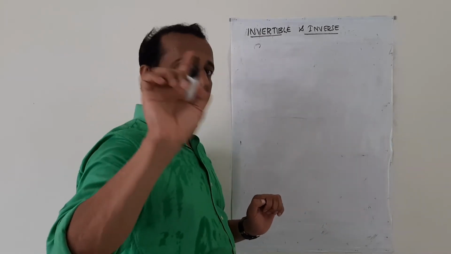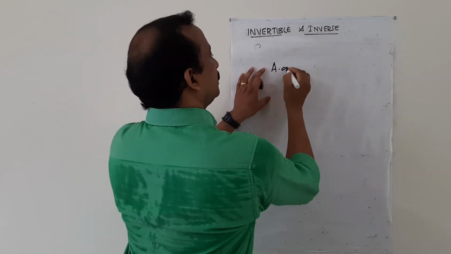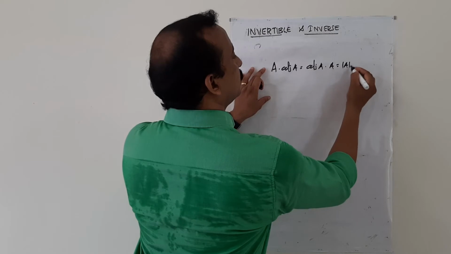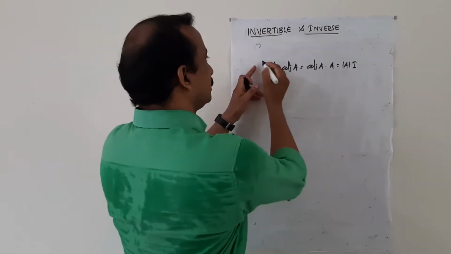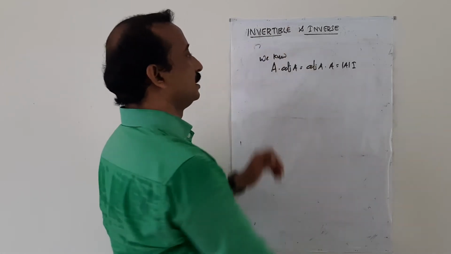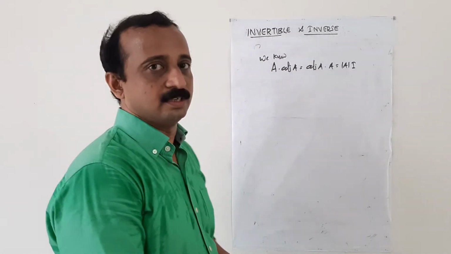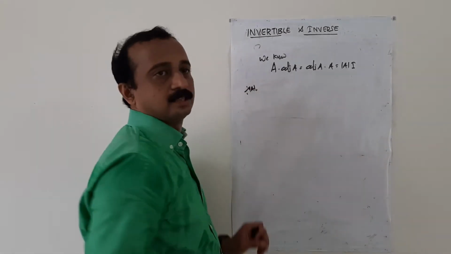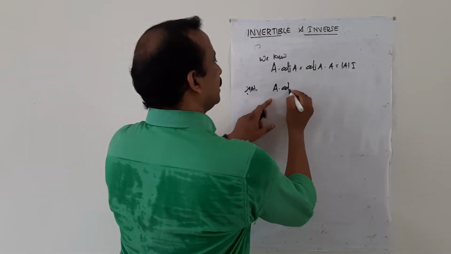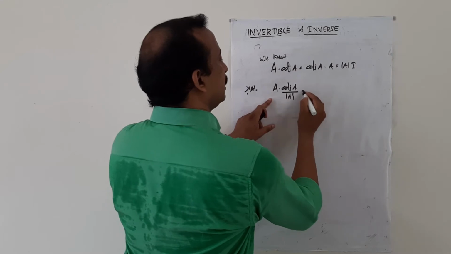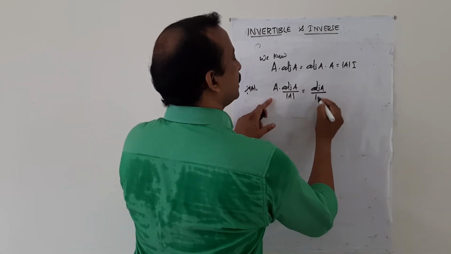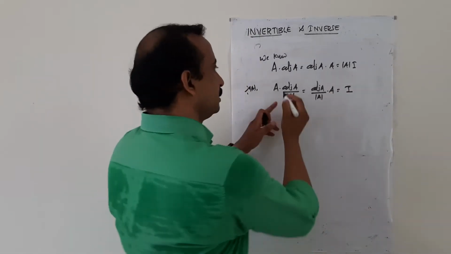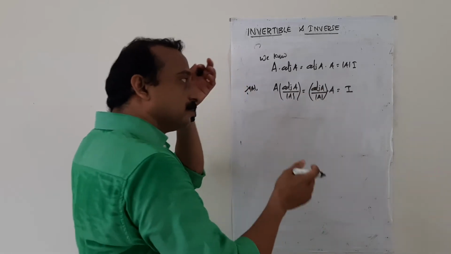Actually, you know the result from our last video, we discussed the result that A into adj is equal to adj into A is equal to dta into I. Now dividing throughout by dta, we get A into adj divided by dta equal to adj divided by dta into A equal to dta by dta, answer I. That means here adj by dta bracket.